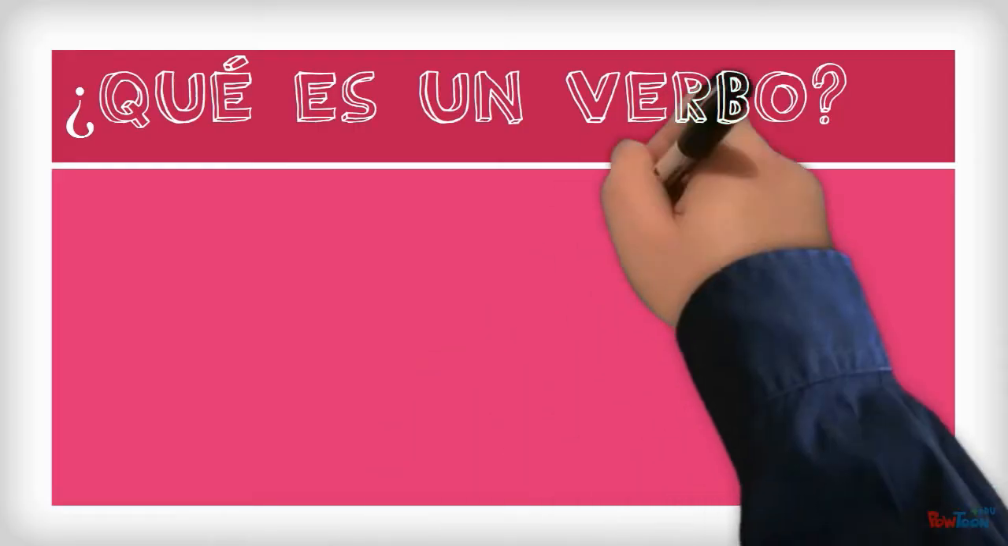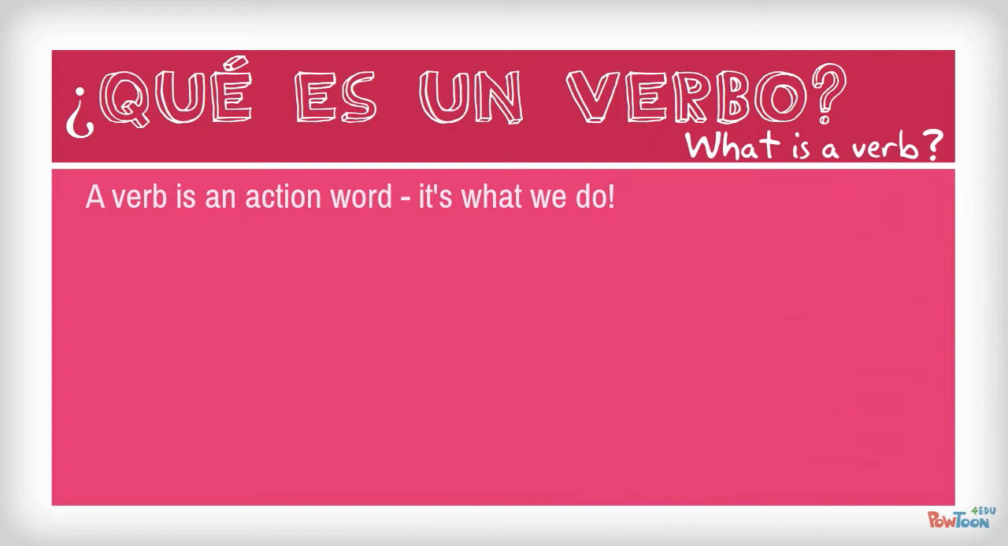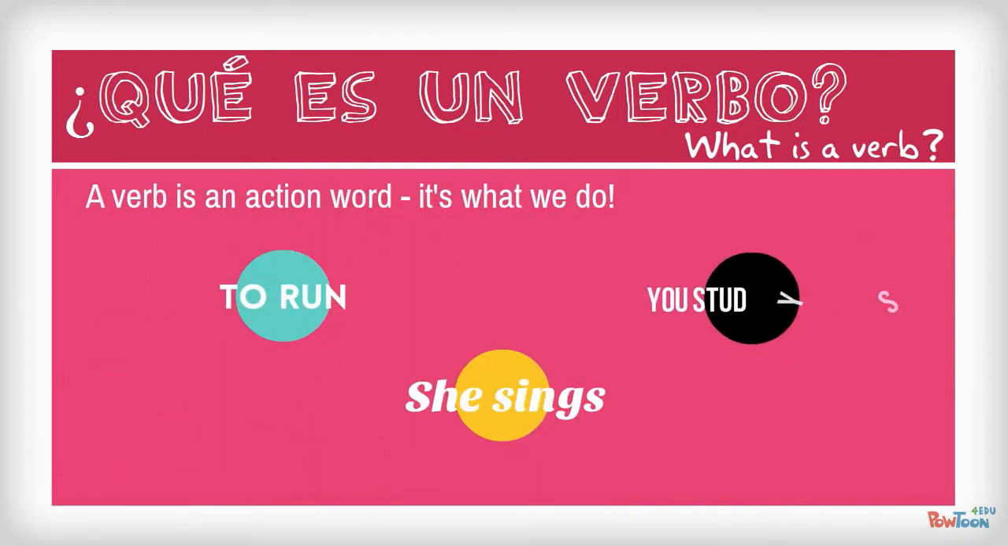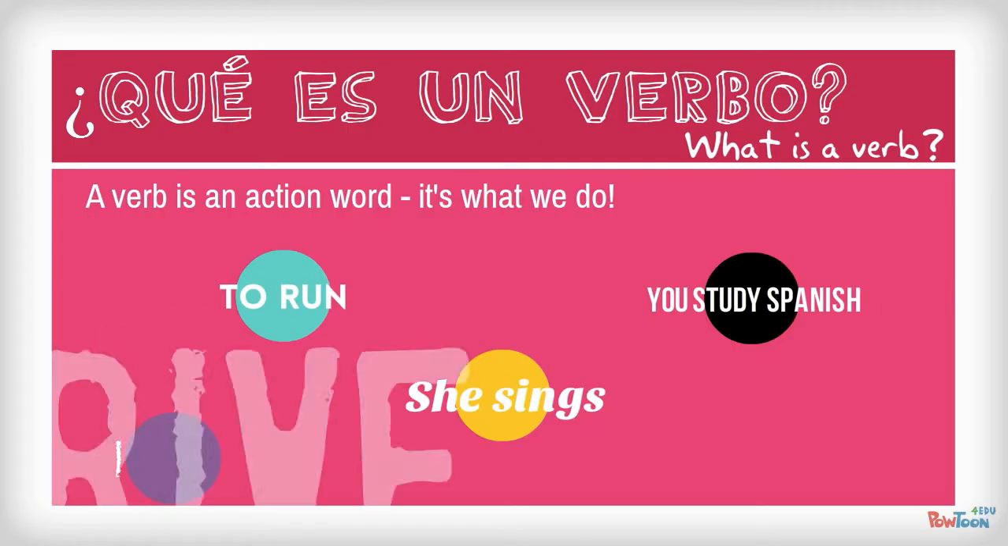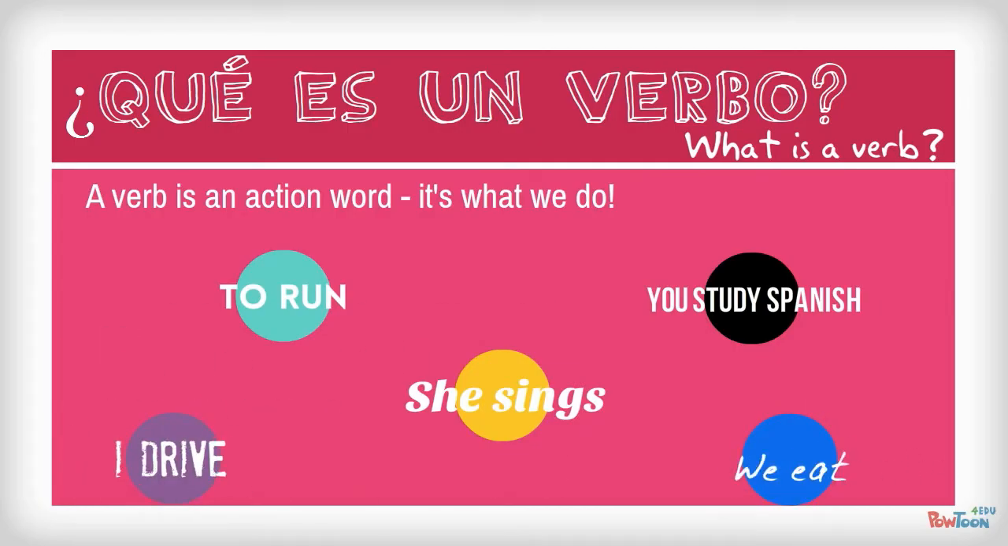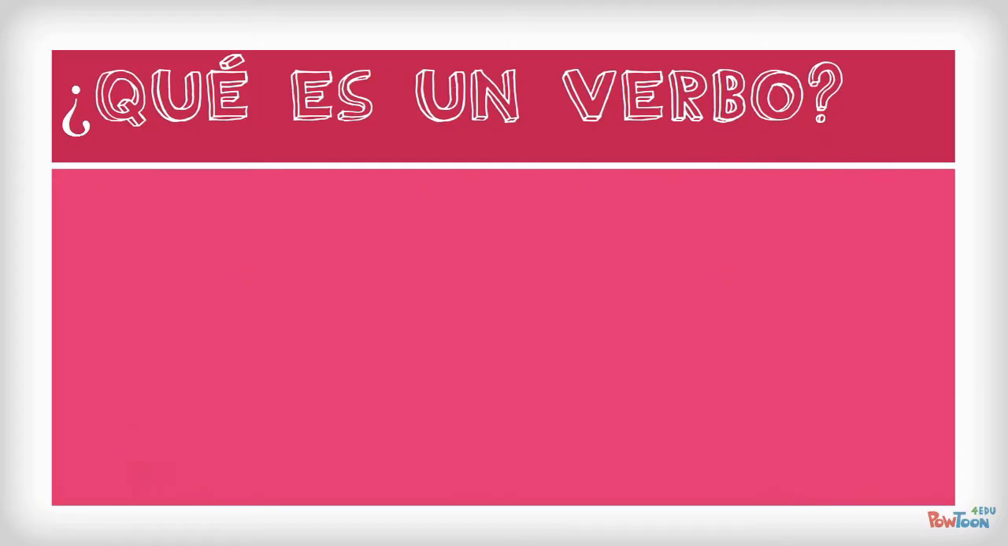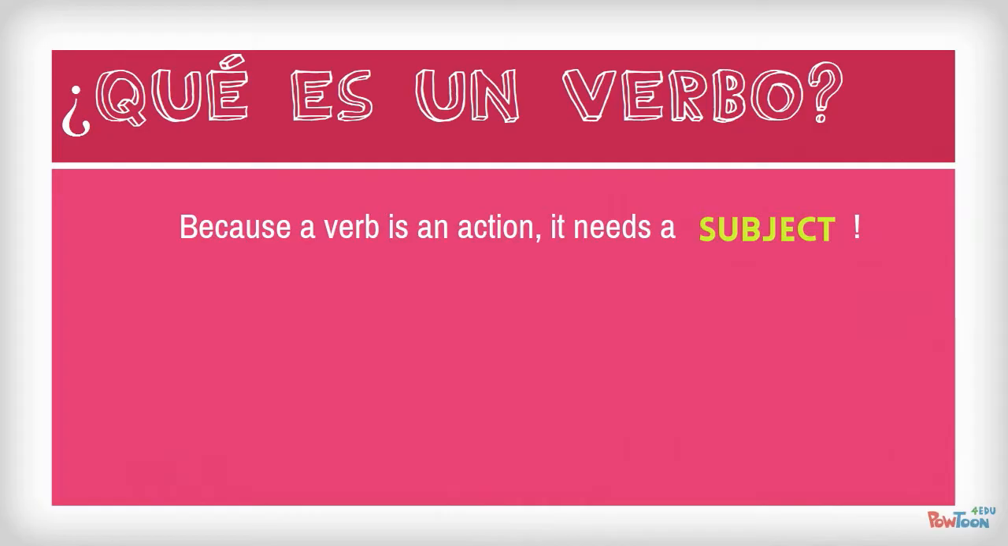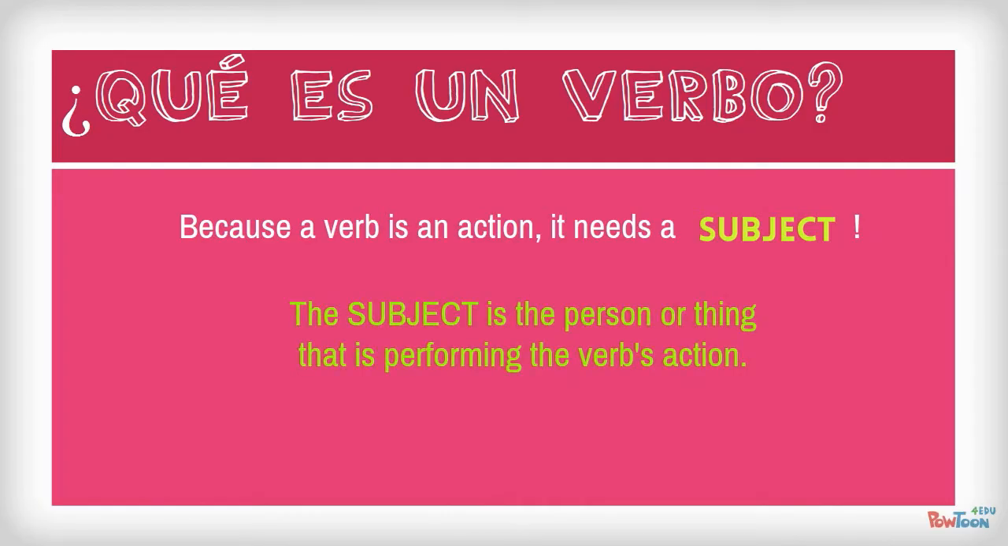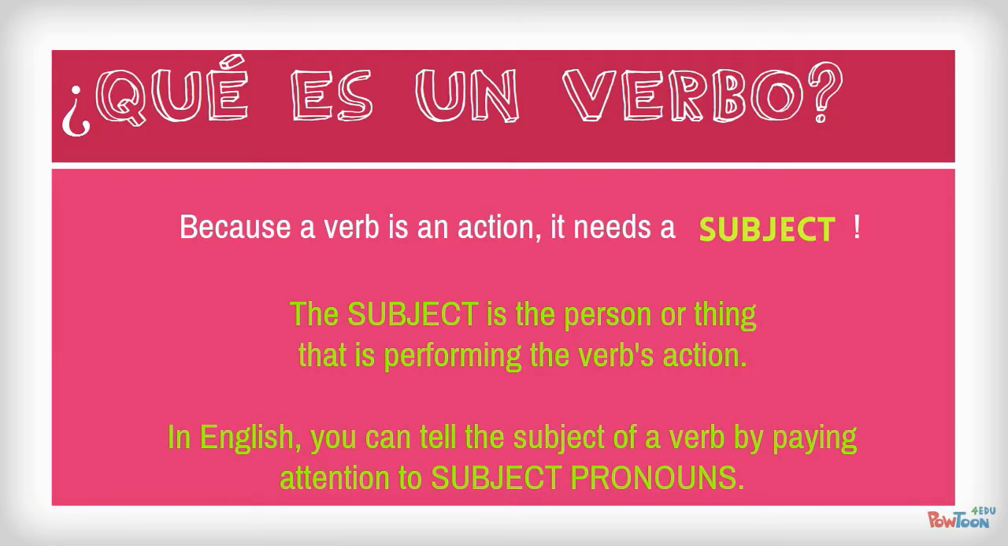¿Qué es un verbo? What is a verb? A verb is an action word. It's what we do. Because a verb is an action, it needs a subject. The subject is the person or thing that is performing the verb's action. In English, you can tell the subject of a verb by paying attention to subject pronouns.